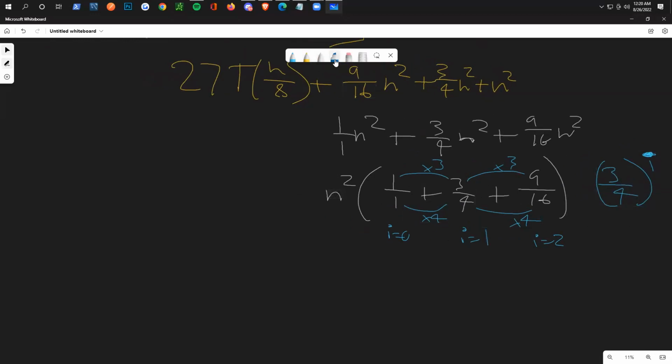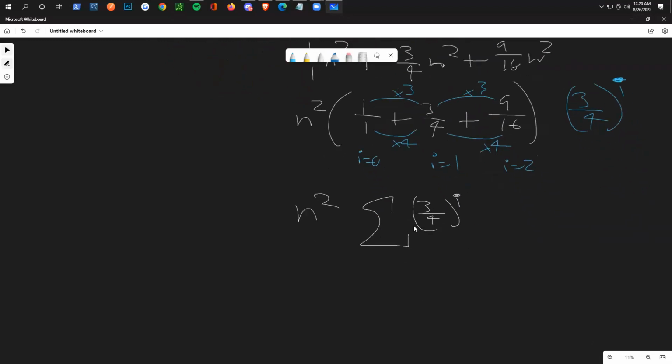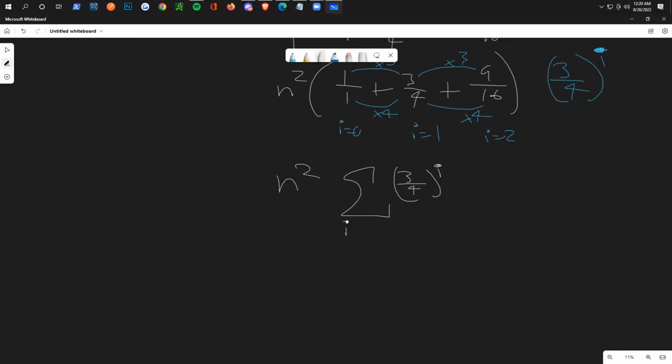We see what it's kind of going by. So we're going to have n squared. Now let's just write out the summation because we already know it's a summation. So 3 over 4 to the i. We don't know the top bound yet, but we'll figure that out. And i equals 0 because we know we have a 1 over 1 term.